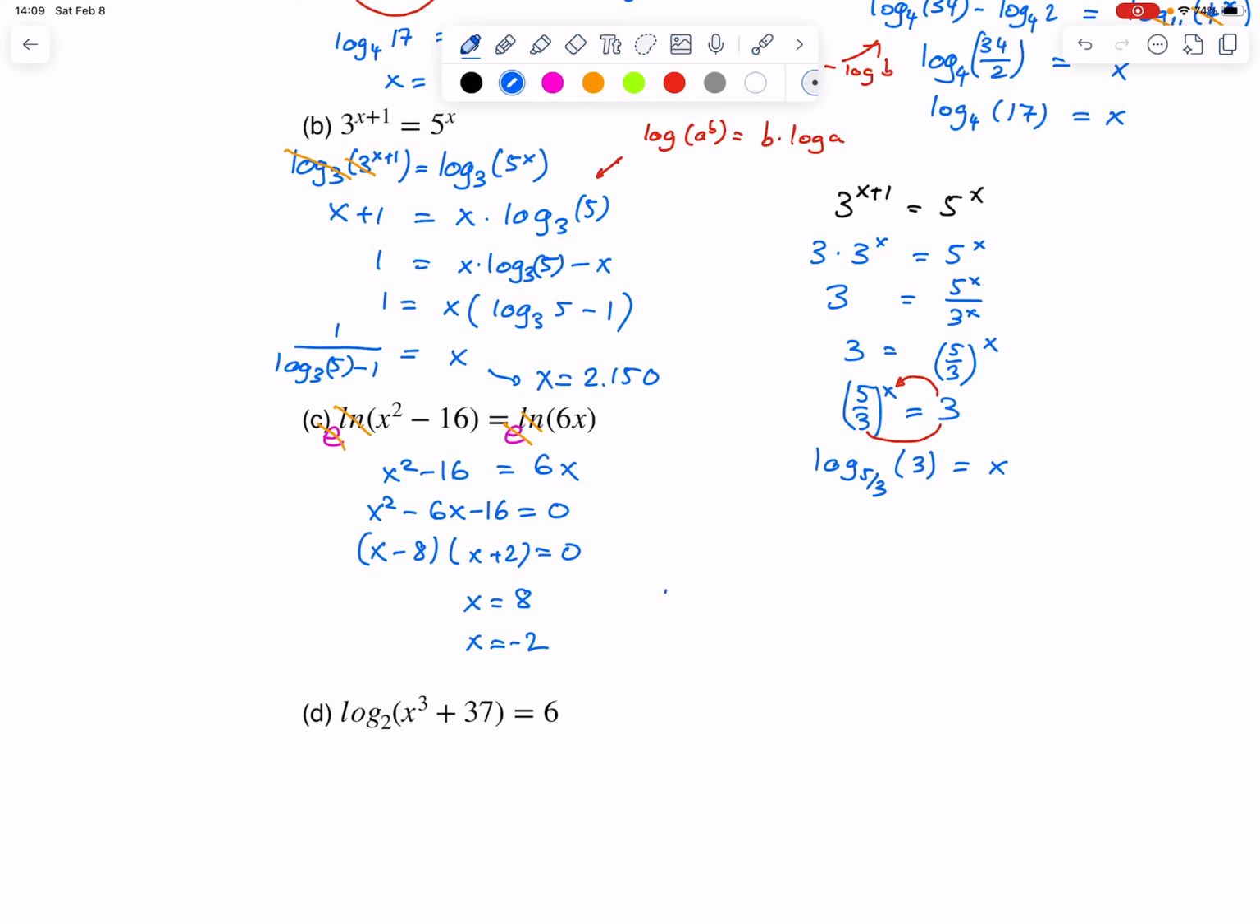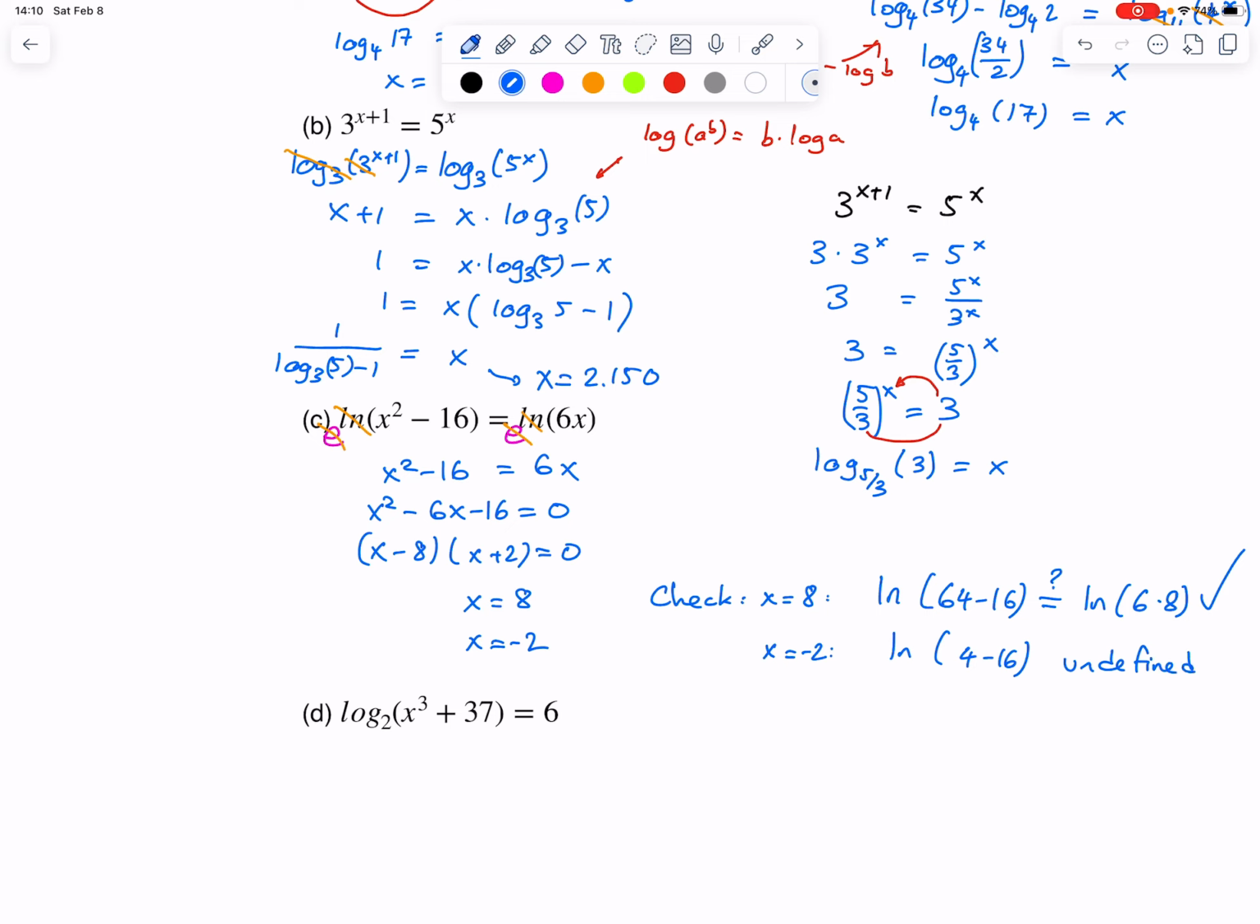Now you always need to check to see whether it works. If we check with x equals 8, we get ln of 64 minus 16, and we are wondering whether this is equal to ln of 6 times 8. Yes, it is, so we are good. But what about x equals negative 2? We have ln of x squared minus 16, so 4 minus 16, and right here we are stuck because this is undefined.